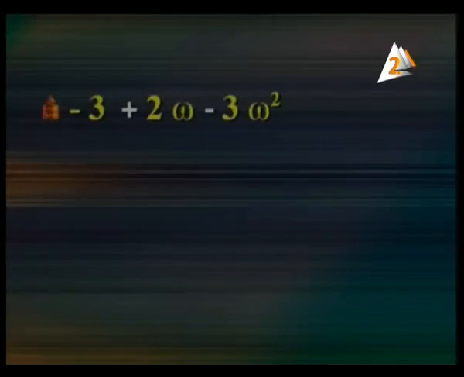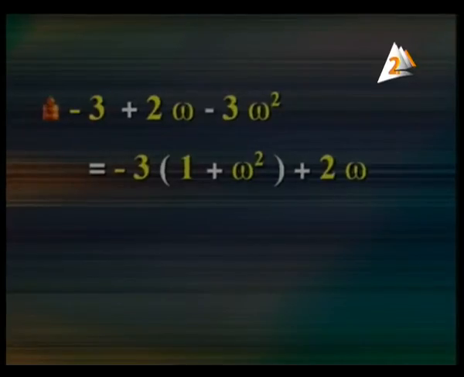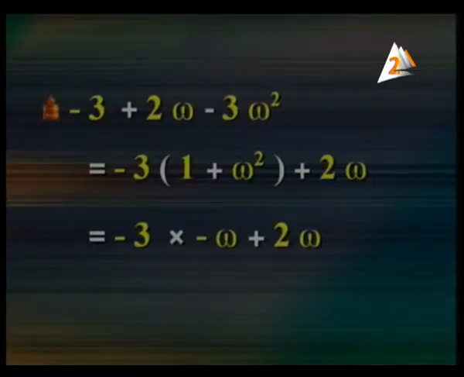Negative 3 plus 2 omega, negative 3 omega square. Look at, dear student. We have the highest common factor between negative 3 and negative 3 omega square. Negative 3 is the highest common factor, multiplied by 1 plus omega square, plus 2 omega. What do you mean, 1 plus omega square? It equals negative omega. Therefore, negative 3 times negative omega plus 2 omega equals 3 omega plus 2 omega equals 5 omega.